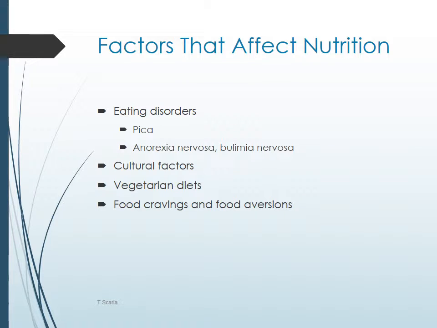Factors that affect nutrition. Eating disorders such as pica, that is craving for some kind of food, anorexia nervosa, bulimia nervosa, then cultural factors, vegetarian diet, food cravings and food aversions. These all can affect the nutritional status of the mother.